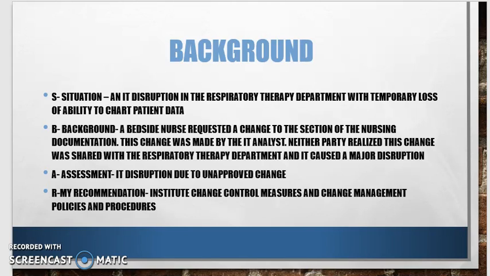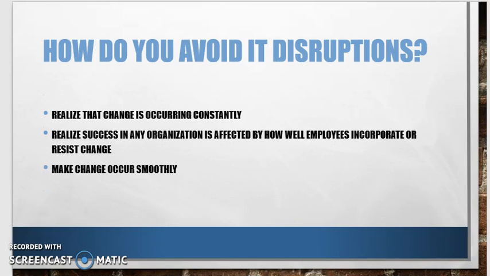So A is for assessment, and my assessment of this was IT disruption due to unapproved change. R is for my recommendation, and I recommend that they institute change control measures and change management policies and procedures. So how do you avoid IT disruptions?